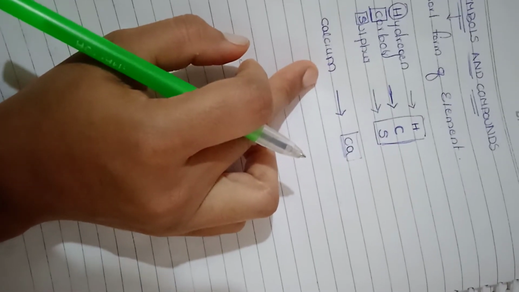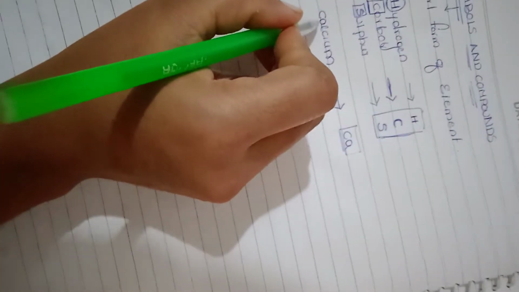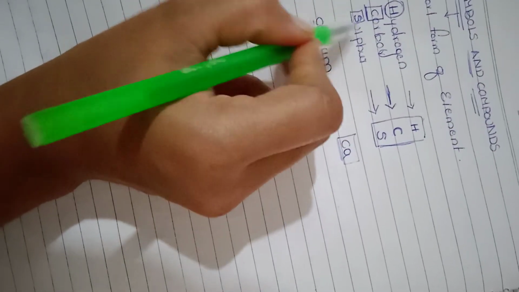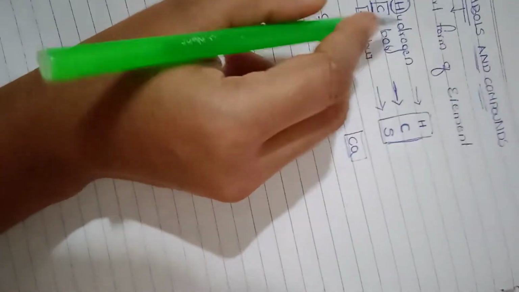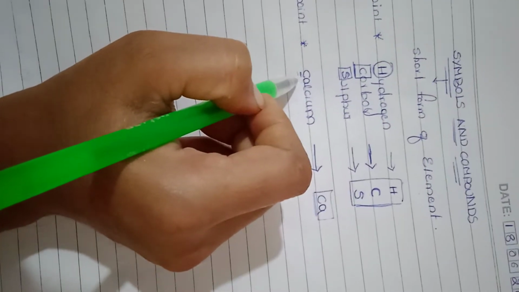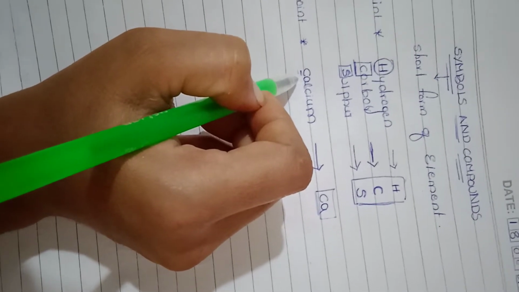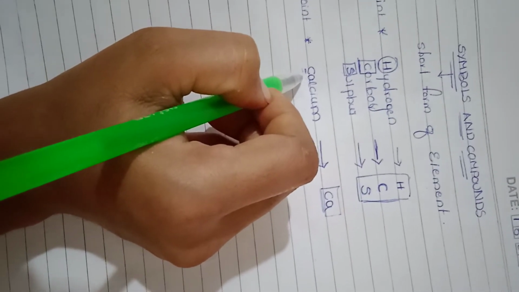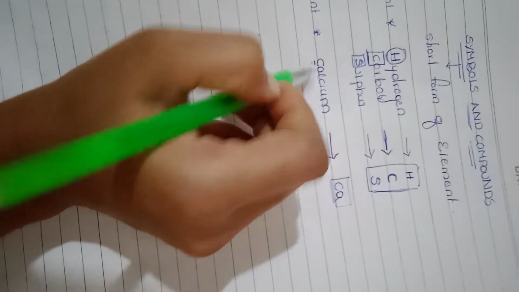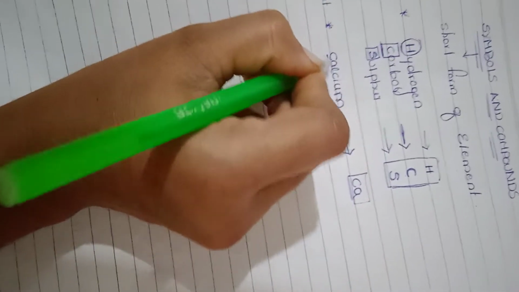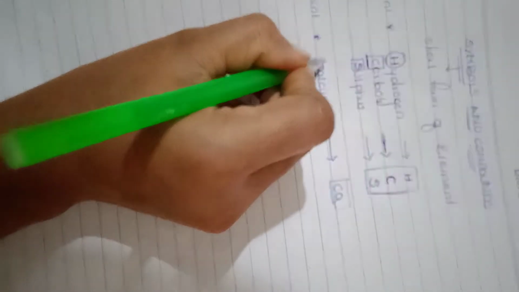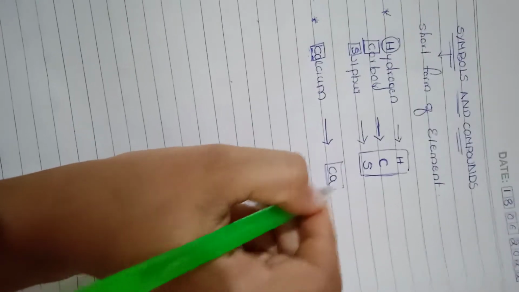If two elements have the same first letter, here carbon starts with C and calcium also starts with C, then in such cases we have to take the second letter of the element, nothing but a. We take the second letter of calcium, Ca. Got it?